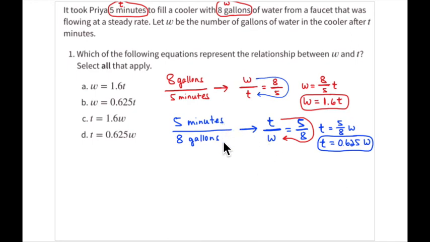So 5 minutes per 8 gallons, that's time 5 minutes per gallons, 8 gallons. So the amount of time that it takes is 5/8 the number of gallons that you fill the water cooler with. So time is equal to 5/8 the number of gallons. So notice that the amount of time is less than the number of gallons. It's 5/8 the number of gallons that you fill the water cooler with. The amount of time is 5/8 the number of gallons, and 5/8 is equal to 625 thousandths.